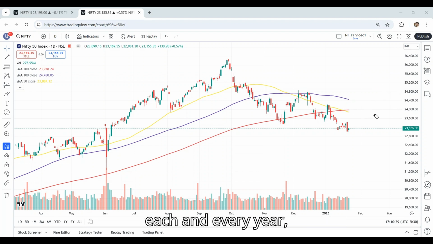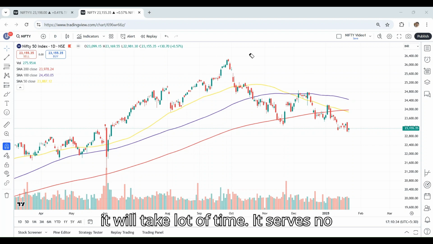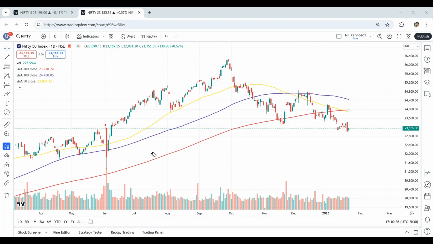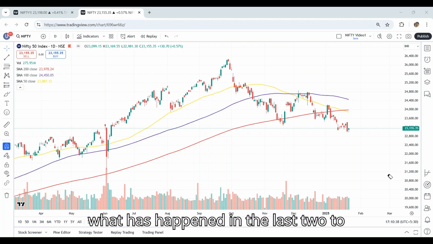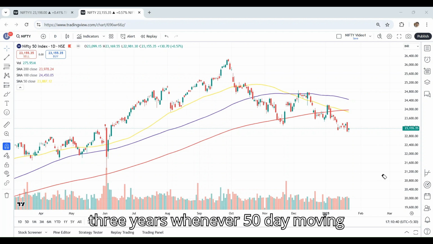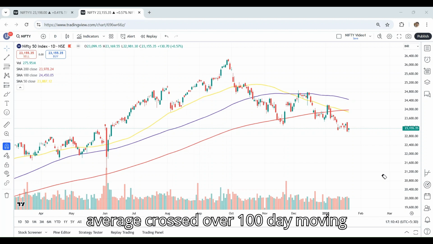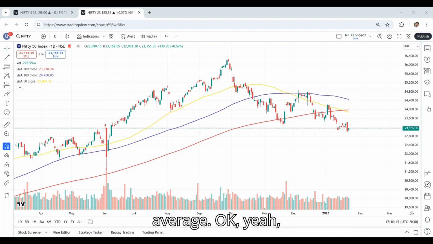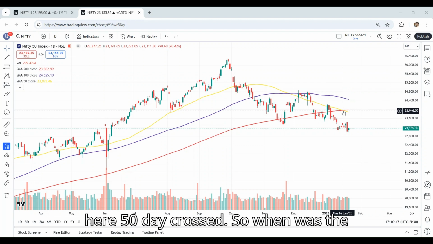If you go on checking each and every year, it will take a lot of time. It serves no purpose. We will only see what has happened in the last 2 to 3 years whenever the 50-day moving average crossed over the 100-day moving average. Yeah, here the 50-day crossed.